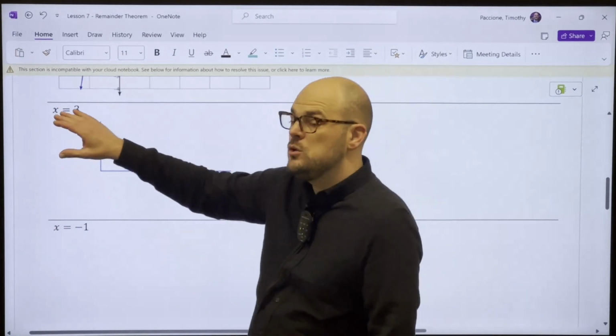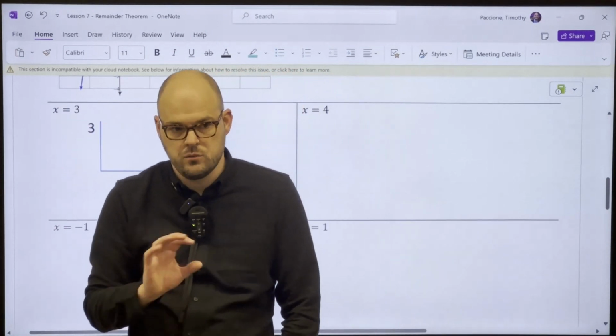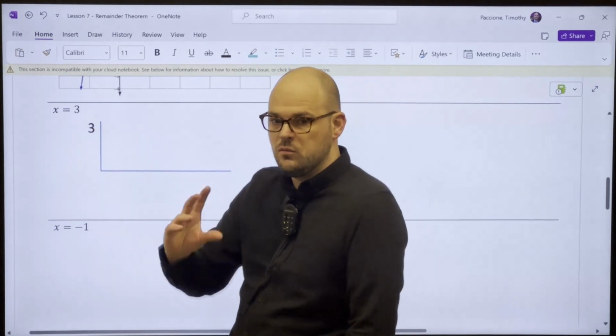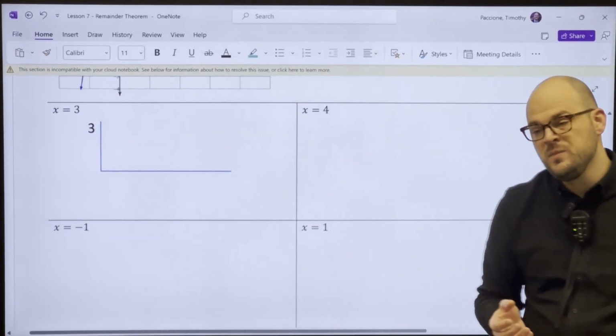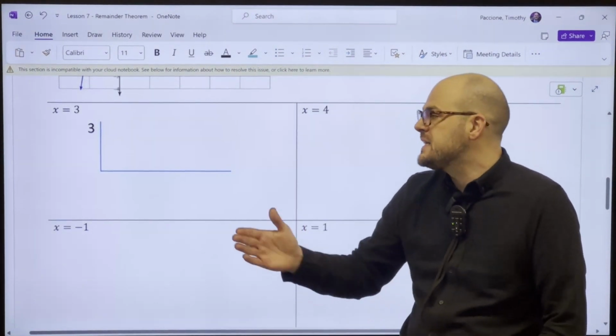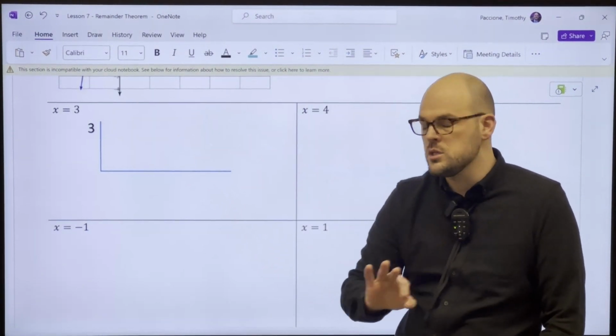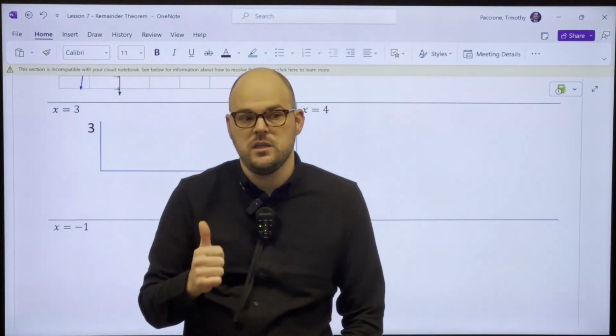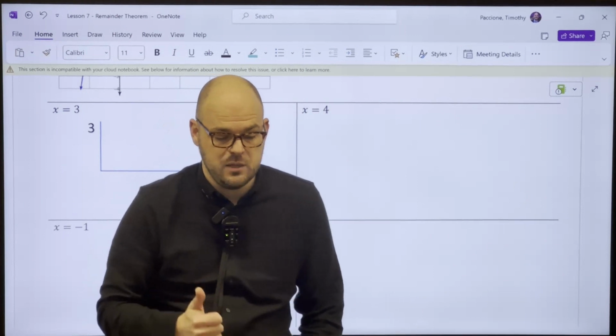You'll notice I'm giving you the root, not the factor, the root. X equals 3, so 3, not negative 3. You don't flip the sign if it's not a factor. If it said x plus 3, then you would put minus 3. But it's not giving you a factor, it's giving you a root. So you put the root, and then you put your coefficients, and then you multiply, add, multiply, add, multiply, add.